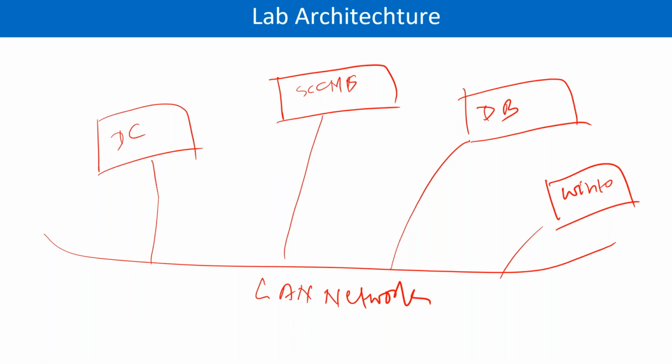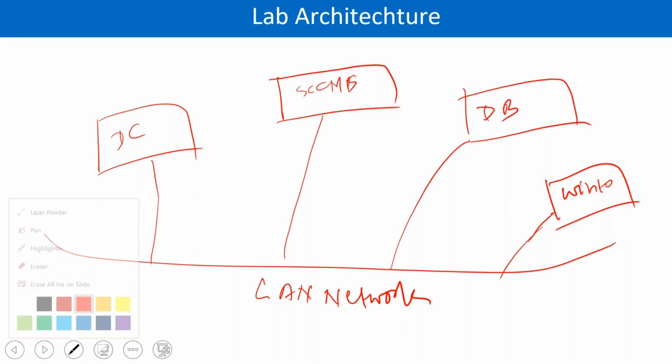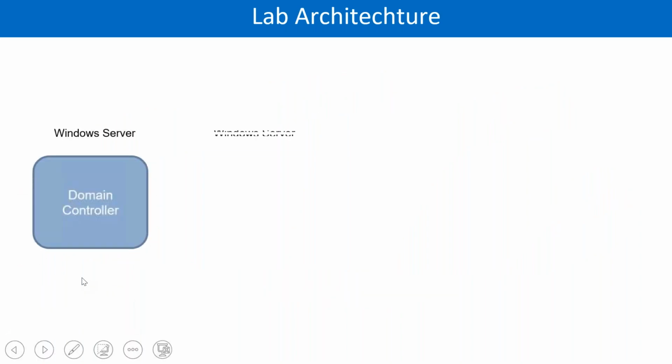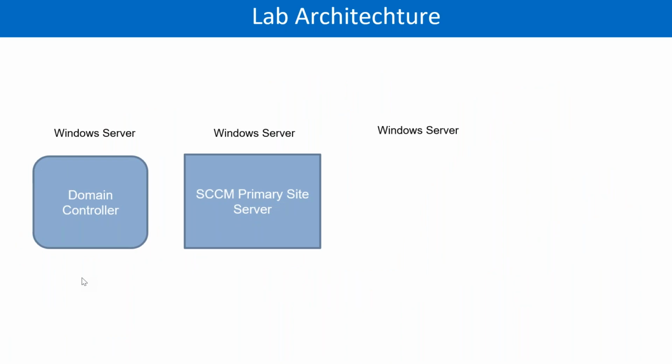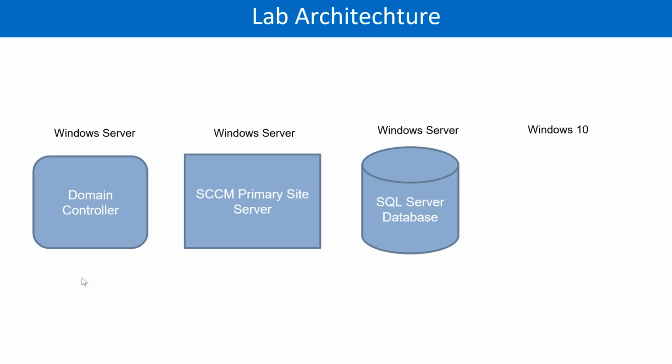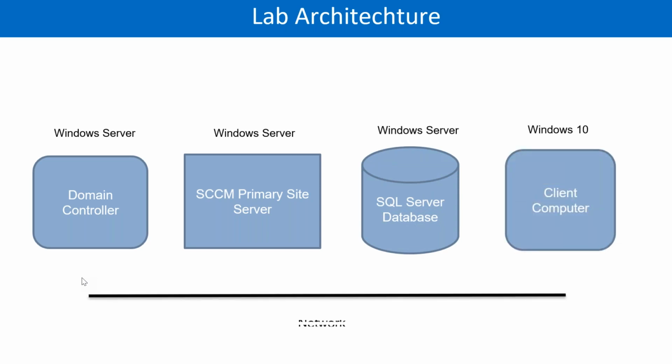So DB, SCCM, database, domain controller, and Windows 10, all of them will be communicating on the same LAN network so that they can talk to each other. So that will be our lab architecture, which I have also mentioned like this. We will have one domain controller server, another server that will be primary site server, another one the database, and one client computer. All of them will be connected on the same LAN network.